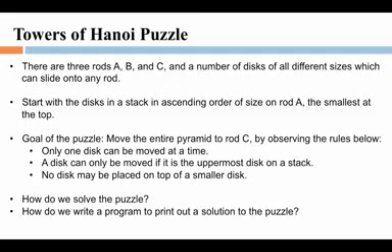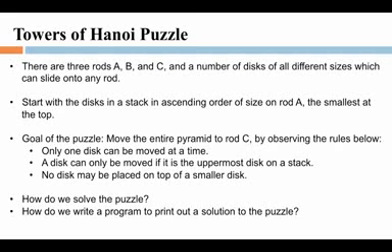Now the exercise is the following. Initially, all the discs are arranged in a stack in ascending order of size on rod A, or tower A. This is the first tower, right? And all the discs are arranged in a stack-like fashion, one on top of the other, with the smallest disk at the top and the largest disk at the bottom of the tower.